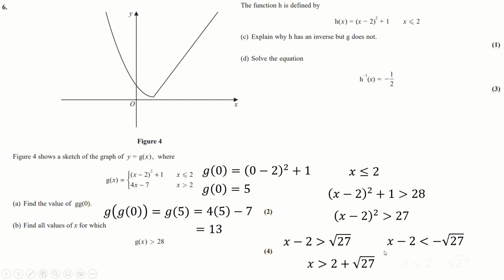Add 2 to both sides. And now only this one matters. Sorry, only this one matters, because here we're only considering, this graph only exists if x is less than or equal to 2 as it is, and this is bigger than 2, so this just doesn't matter. This is less than 2, so it's quite a lot less than 2, isn't it? Because that's about 5. It's less than minus 3, roughly. So this is the one that matters. We'll leave it there. And then we'll just do the same thing for this one here.